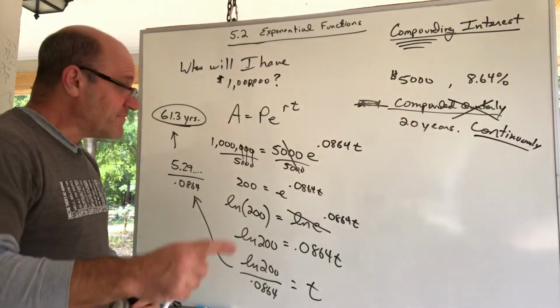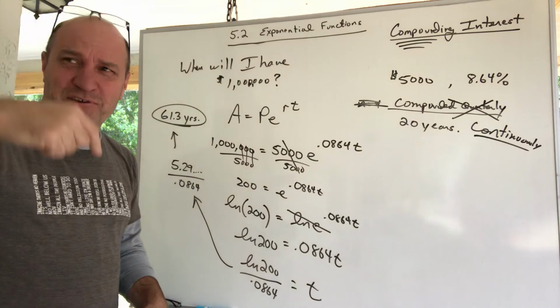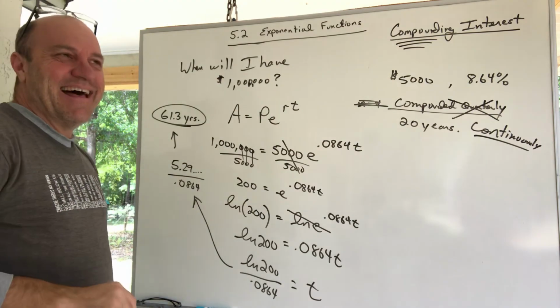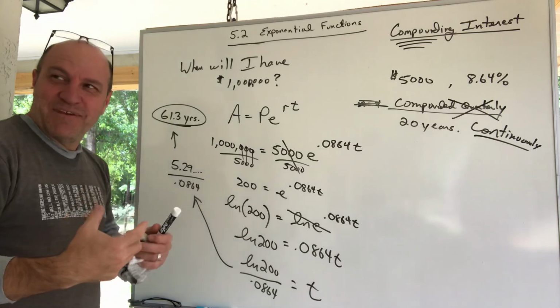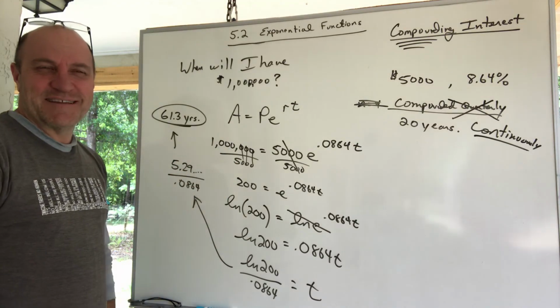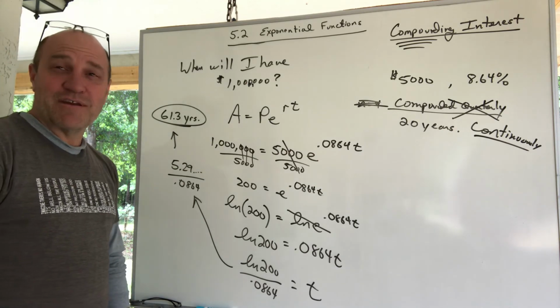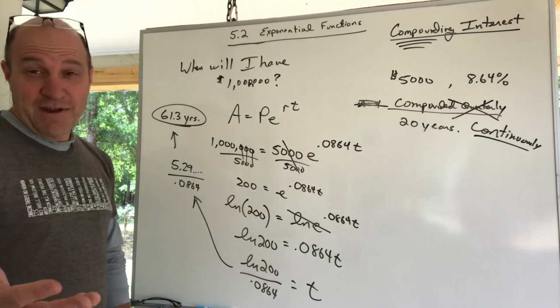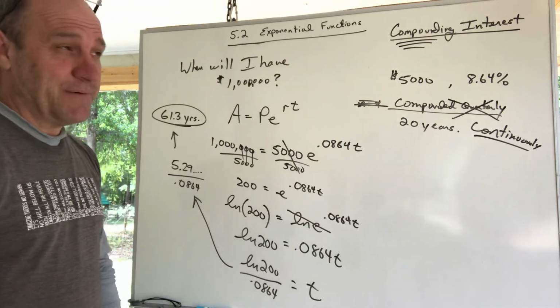By the way, in 61 years, $1 million is not what $1 million is nowadays. Inflation has been eating into that $1 million. So $1 million in 61 years isn't exactly like $1 million is today. $1 million today isn't exactly like $1 million was 60 years ago.